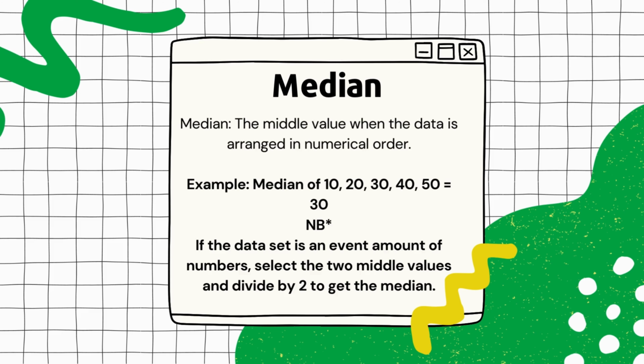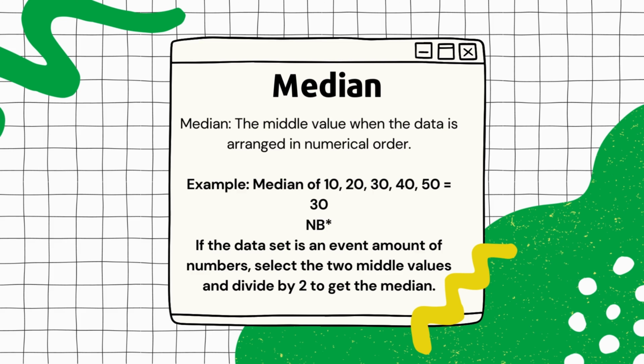Your median is the middle value when the data is arranged in numerical order. Always remember, you arrange it first in numerical order. So for example, if they give you 50, 40, 30, 20, 10, you need to arrange it from the smallest to the biggest. So you say 10, 20, 30, 40, 50, and then you look out for what is your median.